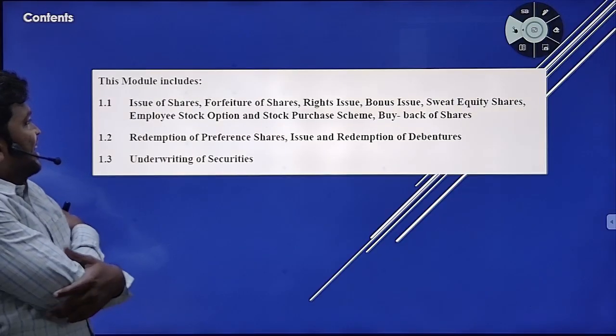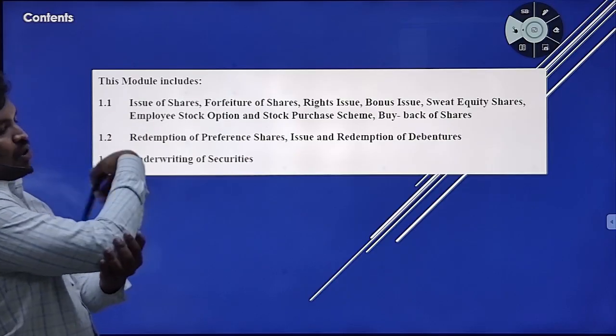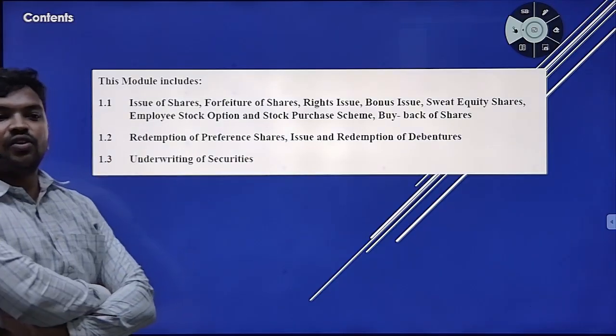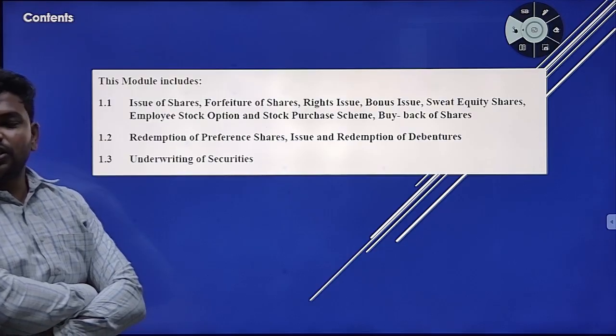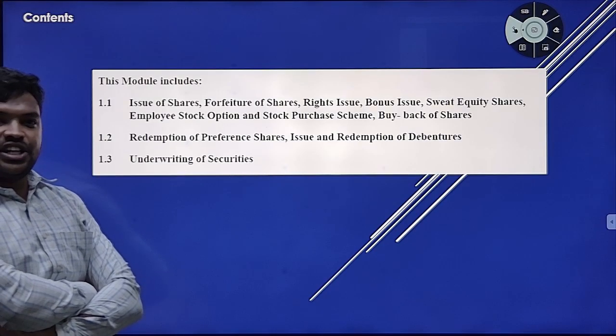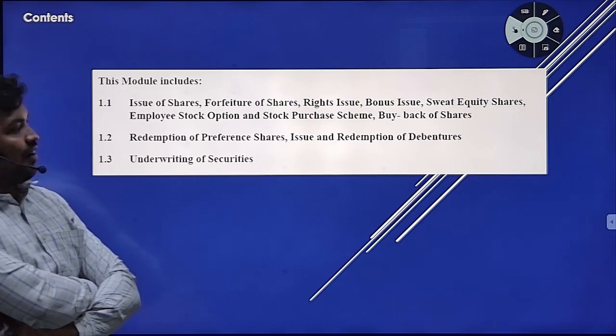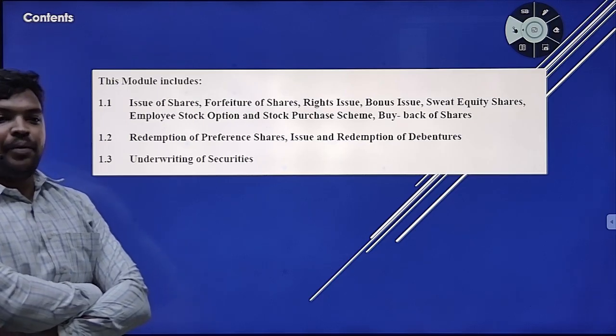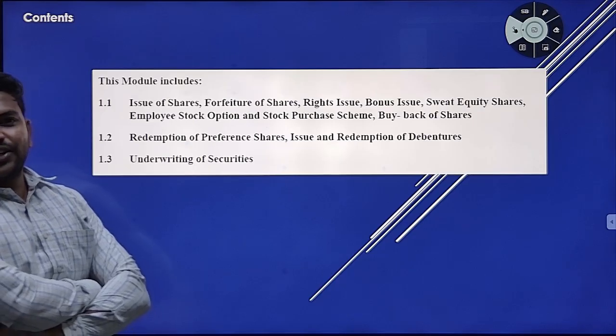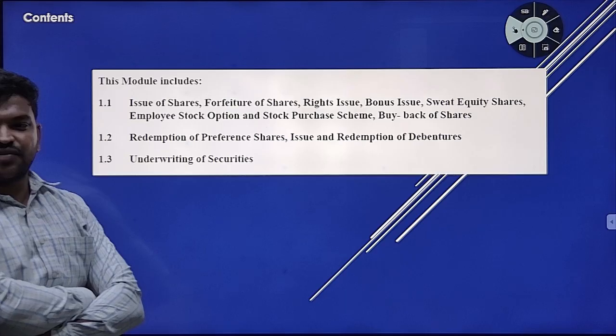Next, sir, what are the shares we are talking about till now? These are called equity shares. What these are called? Equity shares. Sir, what is the other category of shares? We have only two categories of shares: preference shares, equity shares. Sir, what is the difference?